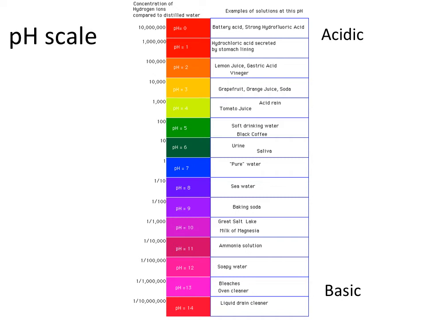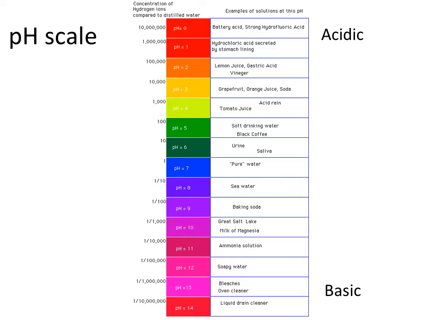Hi guys, tonight's topic is the pH scale, which measures how acidic or how basic a substance is. pH stands for potential hydrogen. And so what it measures is the concentration of hydrogen ions in a substance compared to the concentration of hydrogen ions in distilled water. So the scale goes from 0 to 14, even though usually there's not many things that are below 1.